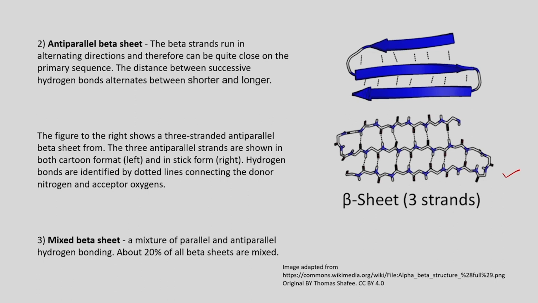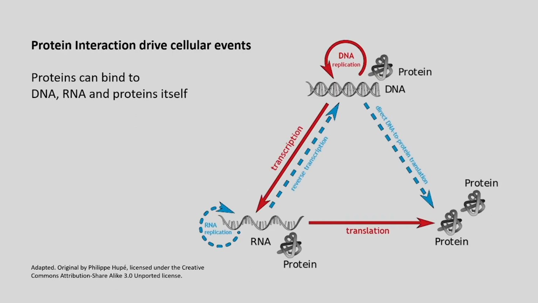Then there is a third type of arrangement which we call the mixed beta sheet. This is basically a mixture of parallel and antiparallel hydrogen bonding. About 20% of all beta sheets are found to be mixed beta sheets.